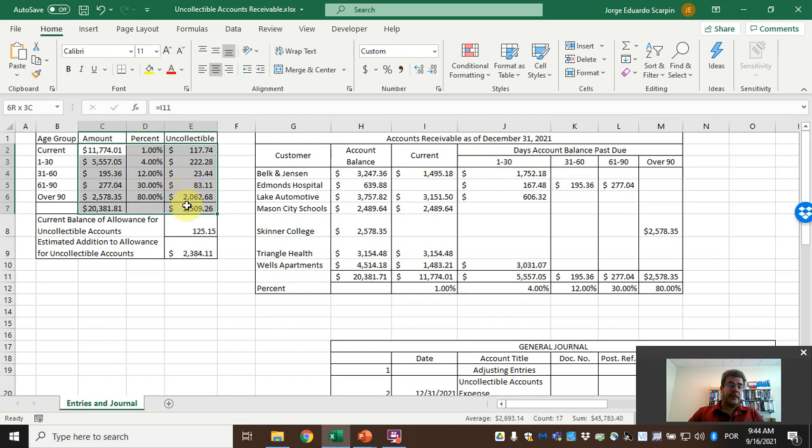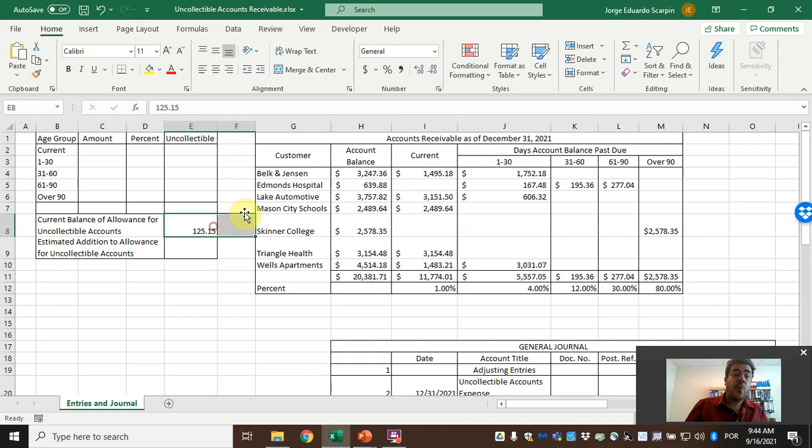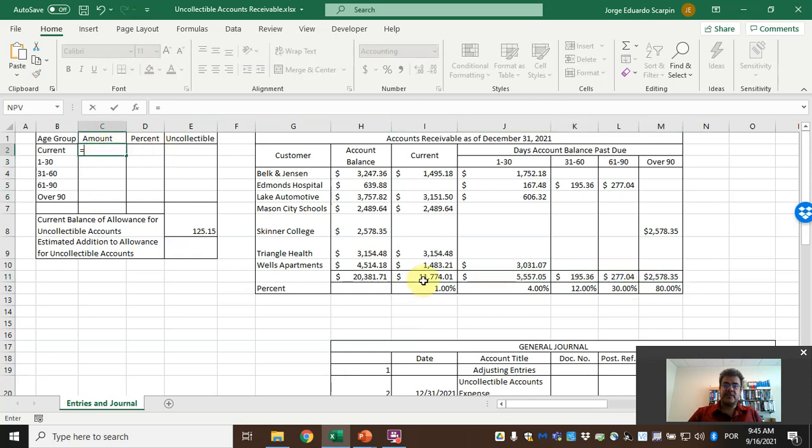So okay, let's delete everything here. So what do we have? Our beginning balance of allowance for uncollectible accounts is 125. Also a given number. So okay, this is our previous balance. So let's transpose these numbers from these rows to this column here. So equal, there is a way to transpose it based on a formula, but doing equal is much faster.